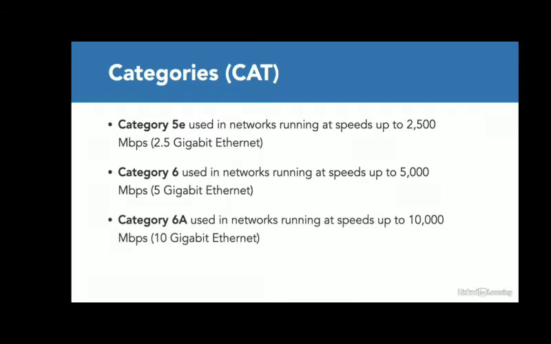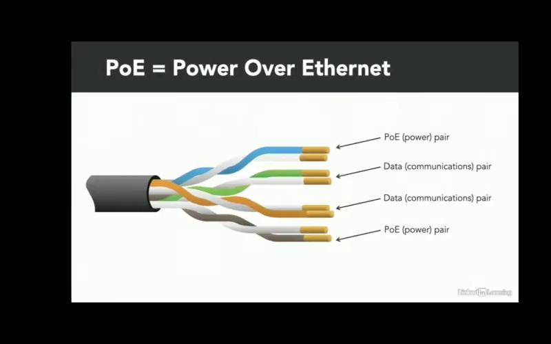Category 6 sends up to 5 gigabits Ethernet per second. Category 6A sends up to 10 gigabits Ethernet per second. Some twisted pair copper cables, UTP cables, are called PoE, Power over Ethernet, where you have two pairs of cables to send data communication and the other two pairs to send power.